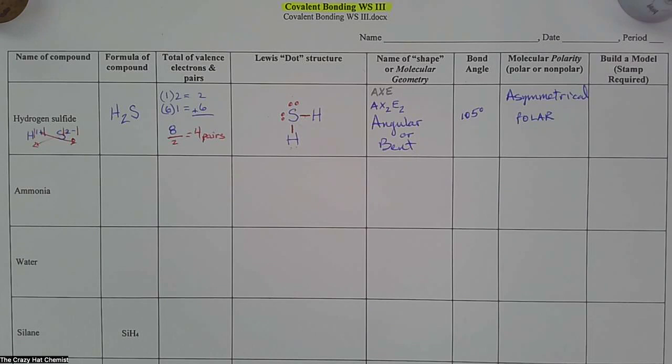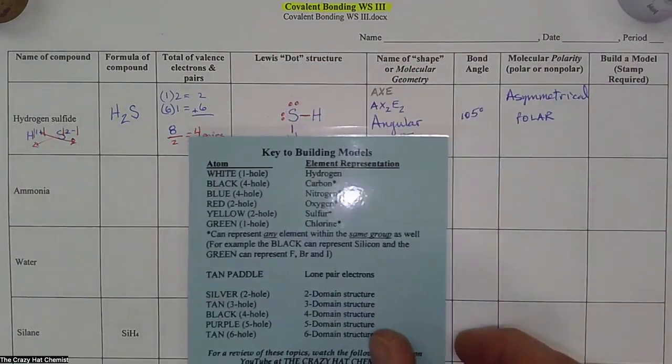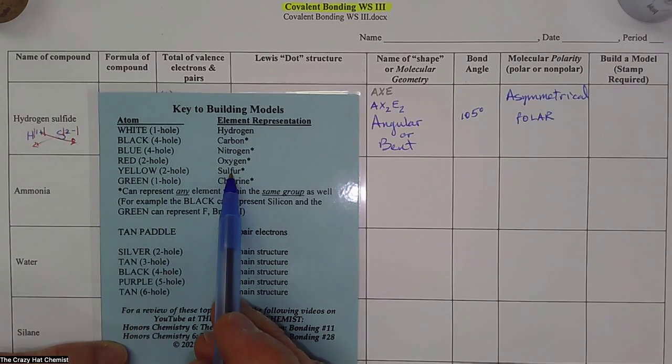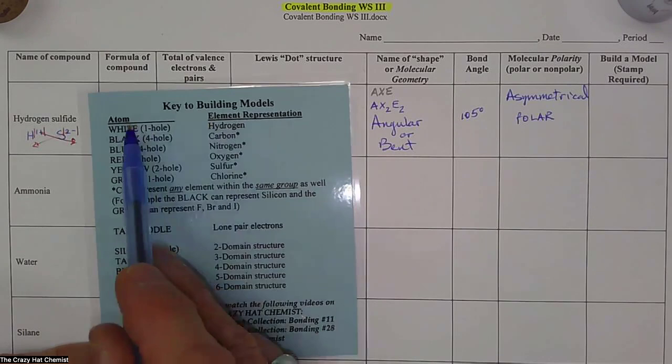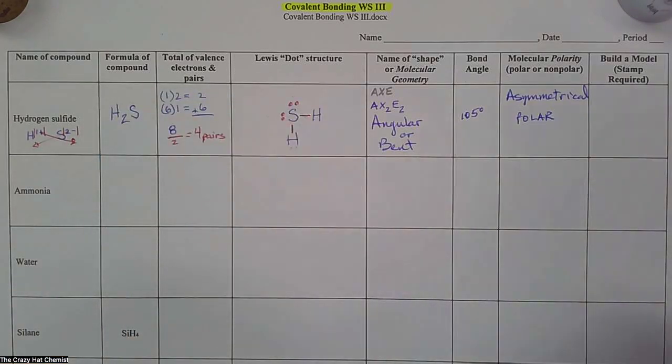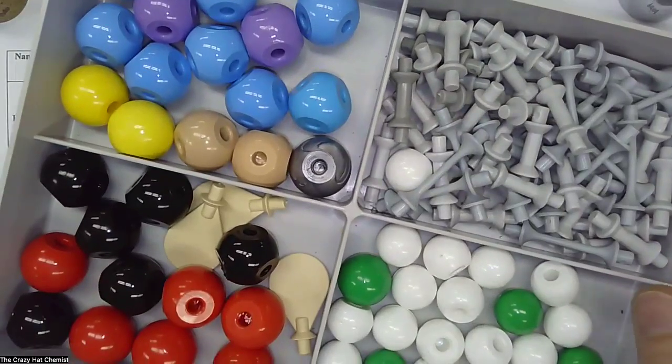So depending on the model kit that you have, and by the way, I do have a key here for my model kit. Okay. The yellow 2-hole is representing the sulfur. The hydrogen is represented by a white one. Okay. And hopefully you have a model kit with something similar to this.